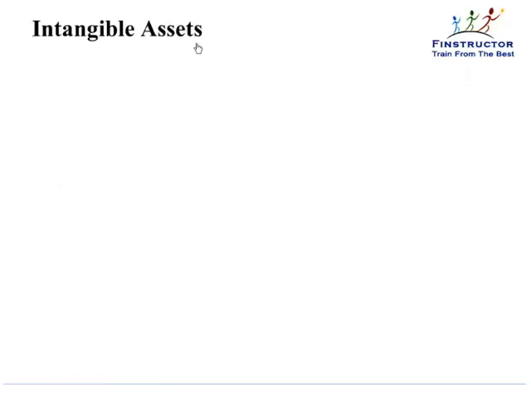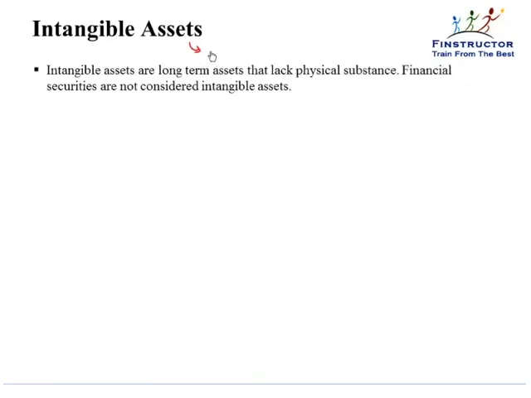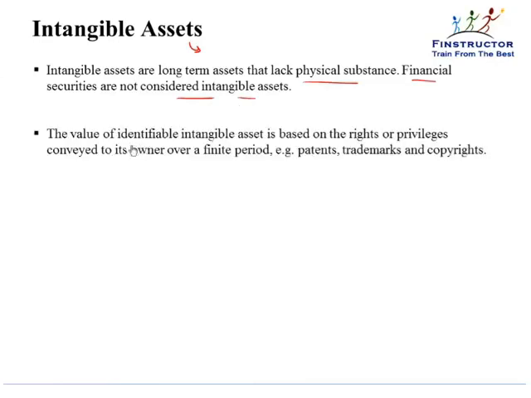Intangible assets, as the name suggests, do not have a physical shape or form. So these are long-term assets that lack a physical substance. Even financial securities are normally in demat form, that is, in electronic form, and even though they also do not have a physical shape and form, they will not be considered intangible assets. They are classified along with the tangible assets.